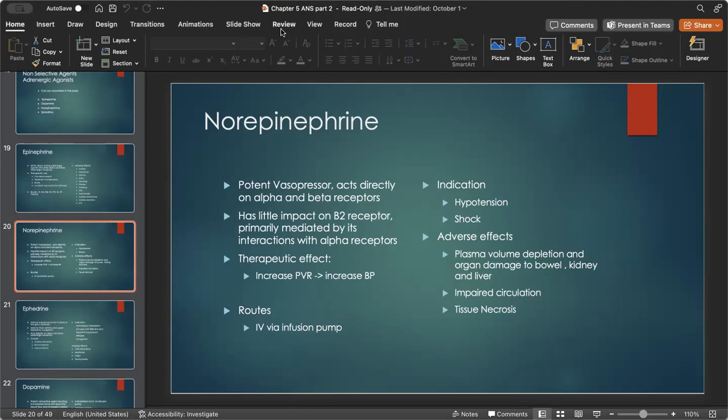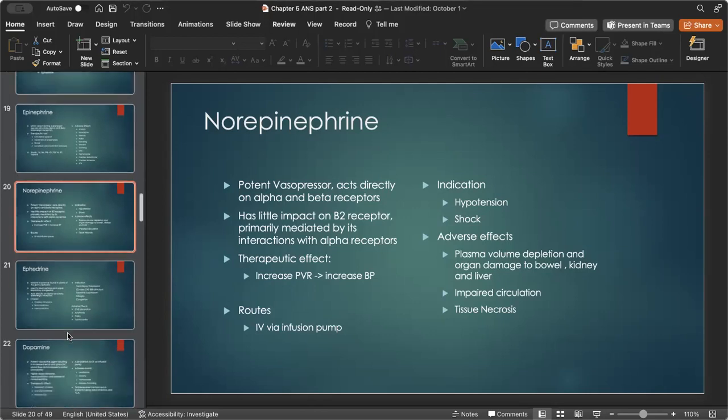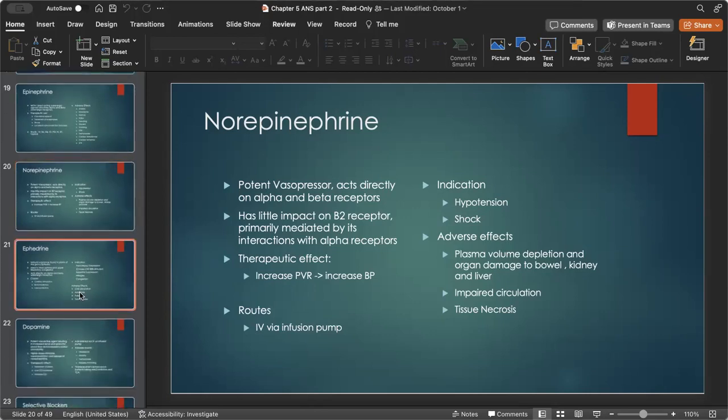Adverse effects might be organ damage to the bowels, livers, and kidneys, impaired circulation, and tissue necrosis. This is because if you cause vasoconstriction, there's a possibility of the vessels being closed up too much and causing a lack of blood flow. So that's why we might see that.